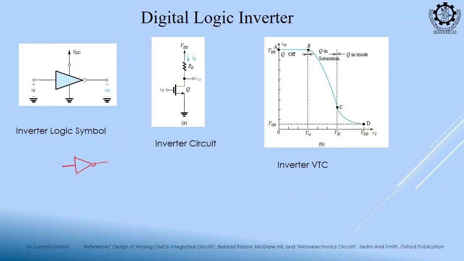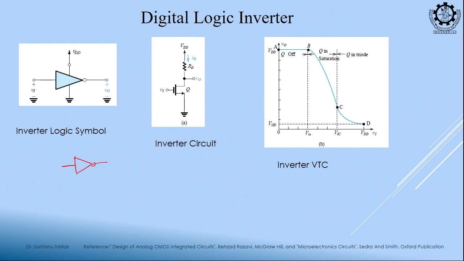Good morning. We will continue our discussion on analog electronics, and today we will discuss a little bit about digital logic inverters. Okay. So, this is the symbol of the inverter. This is the logic symbol. This knot or bubble is used to show that the logic is inverted. Okay.